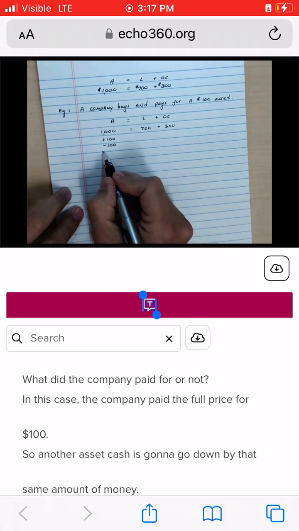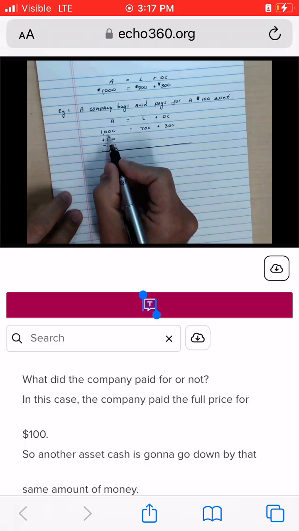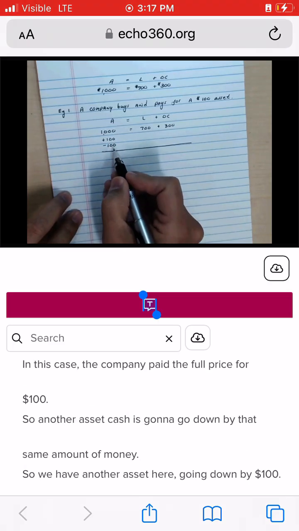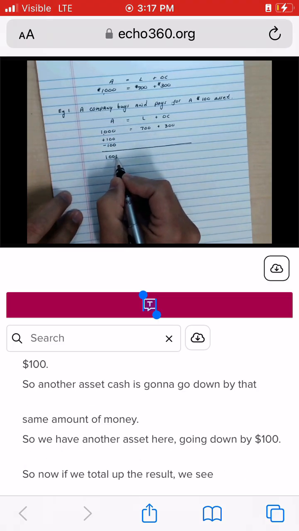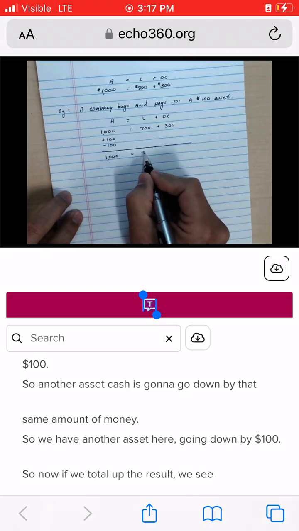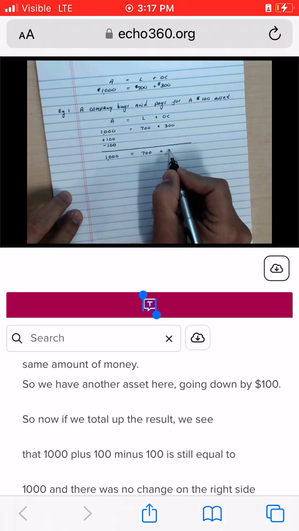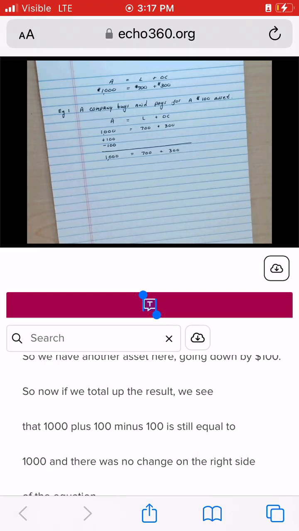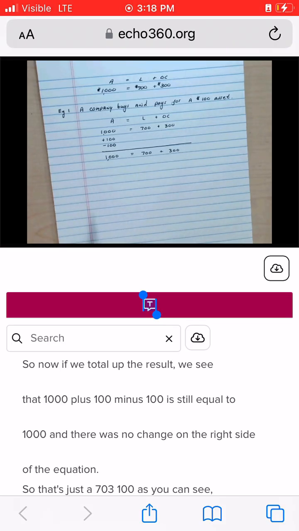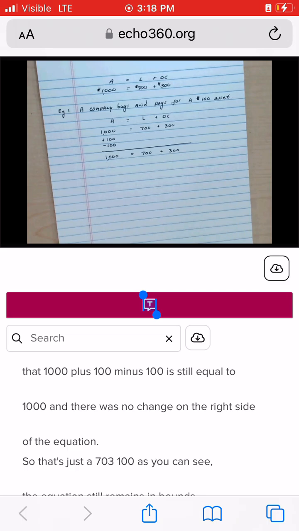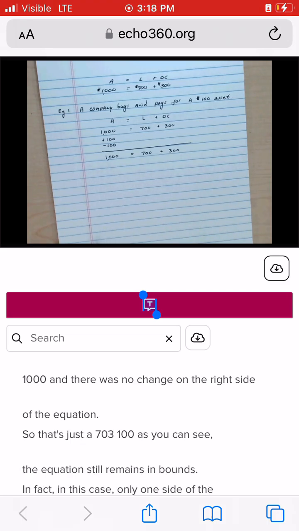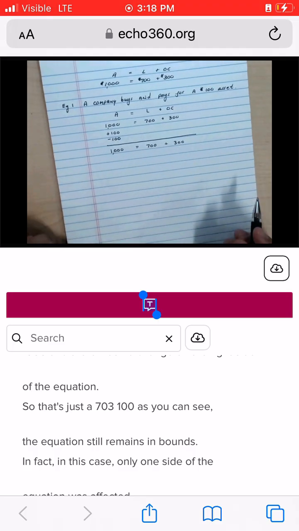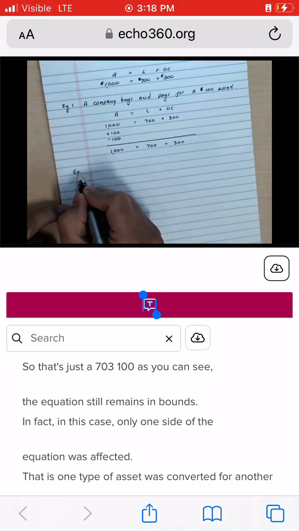So now, if we total up the result, we see that 1,000 plus 100 minus 100 is still equal to 1,000. And there was no change on the right side of the equation, so that's just the 700 and the 300. And as you can see, the equation still remains in balance. In fact, in this case, only one side of the equation was affected. That is, one type of asset was converted for another type of asset. Let's look at another example. We'll call it example 2.